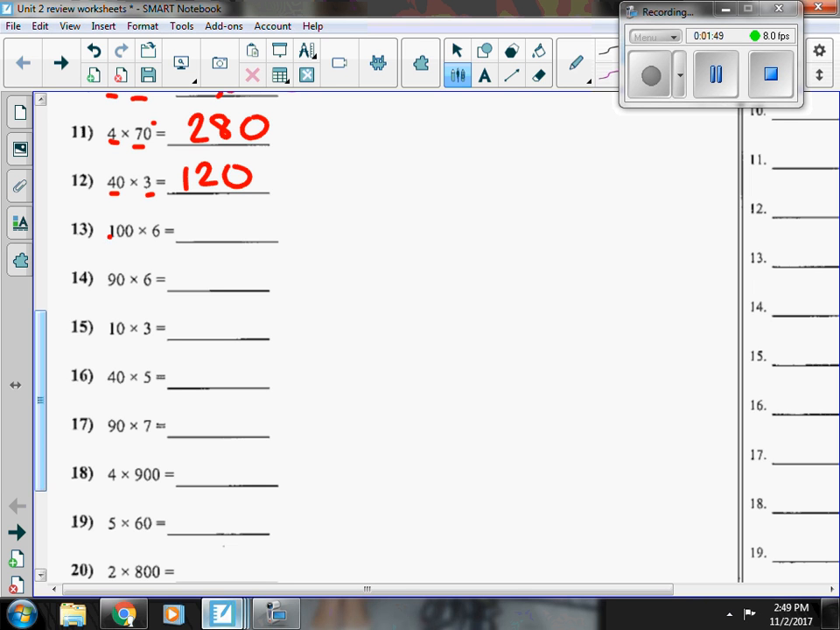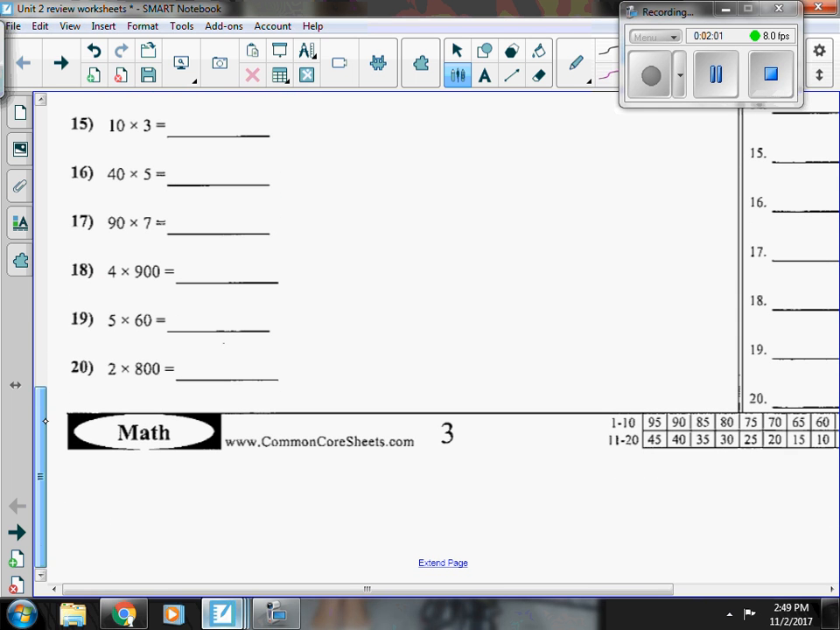Number 13, 1 times 6 is 6, with 2 zeros. Number 14, 9 times 6 is 54, with 1 zero. Number 15, 10 times 3 is 30. Number 16, 4 times 5 is 20. That's my fact. And then 1 zero.